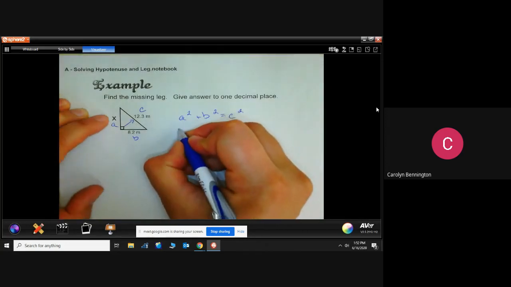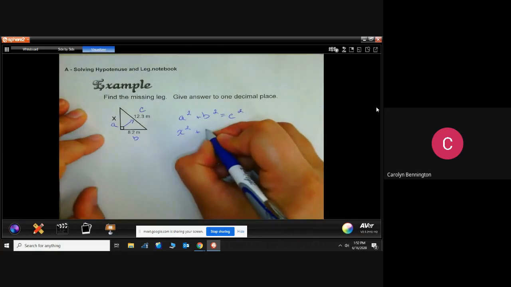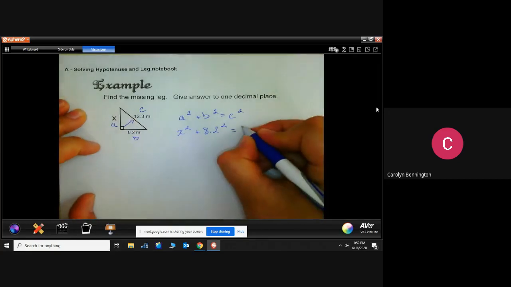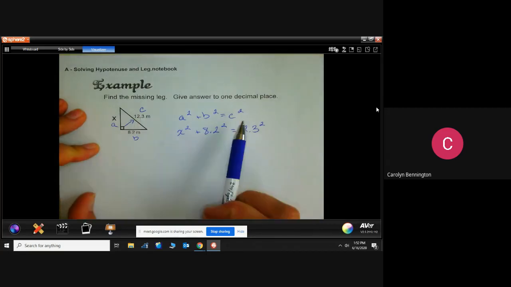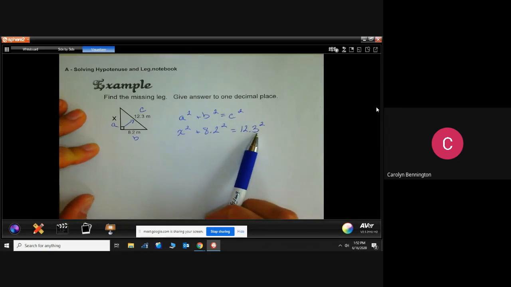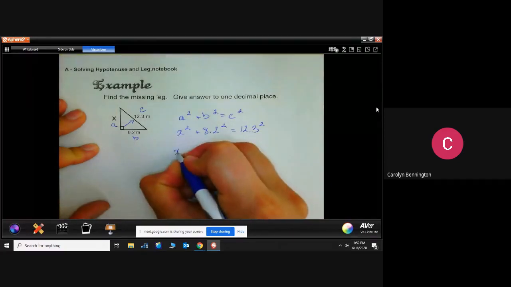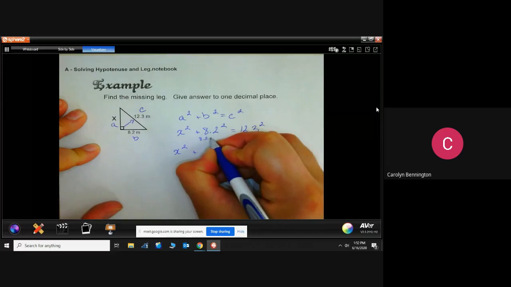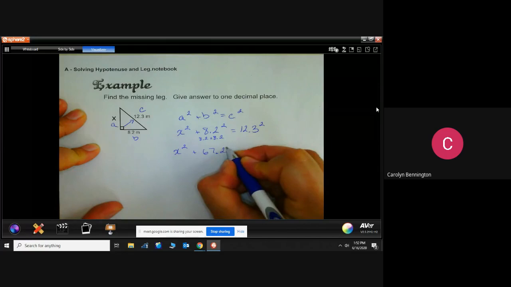So our A is X, so we'll have X squared. Our B is 8.2. So square that. And then our hypotenuse, our C part, is 12.3 squared. So again, it's very important that the hypotenuse goes all by itself on the second side of the equation. So now square what you can. So our x squared will stay as x squared. 8.2 times 8.2 is 67.24.